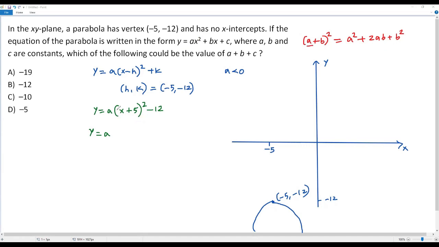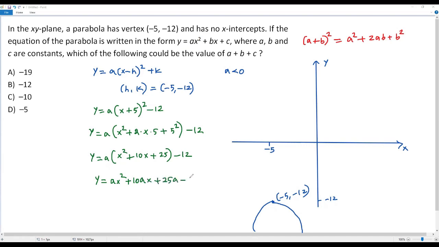Now to get the expansion of the square of a binomial over here, we can consider this. Here for a we have x and for b we have 5. We plug in x for a and 5 for b in this trinomial. Then I'm getting x square plus 2ab, that is 2 times x times 5, plus b square, that is 5 square, minus 12, y equals a times x square. Here 2 times x times 5 is 10x and 5 square is 25. Minus 12, y equals, now we can distribute this a to all the terms inside the parenthesis. Then I'm getting ax square plus 10ax plus 25a minus 12.